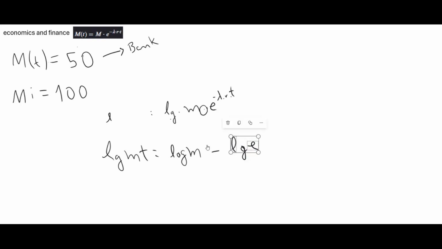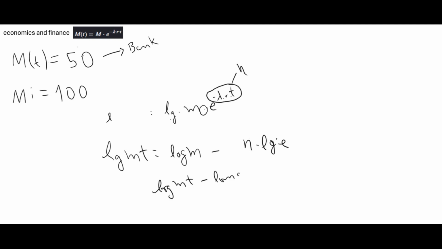Let's call it by a nickname, n. So it's n multiplying the log of Euler. The log of M(t) minus the log of M, divided by the log of Euler multiplying, so I just keep the t this way, so lambda and r will be passed over here, divided: minus lambda r equals the t value.